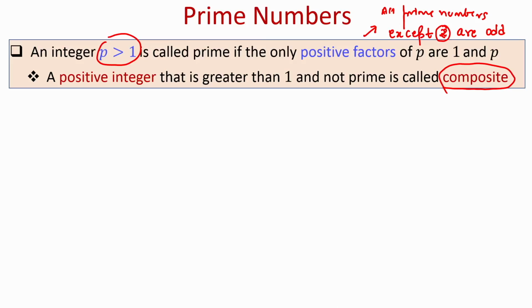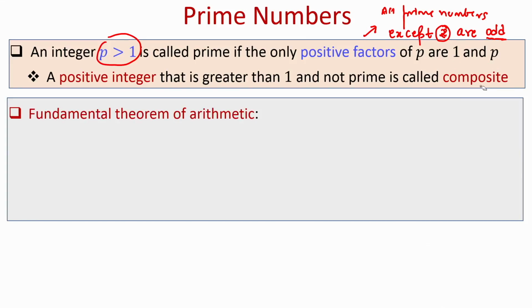So, in some sense, except 2 all the prime numbers are odd, but we do have an even number which is also prime, namely the number 2. So, you can consider 2 to be an odd prime. It is a very odd property, odd in the English sense, that you have an even number, but it is still a prime number.